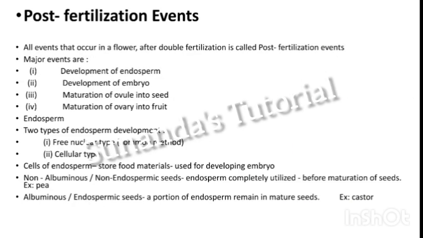These are some post-fertilization events. Development of the embryo: male gamete and female gamete fuse to form the zygote. The zygote develops to form the embryo. Then from the ovule, the seed is formed, and the whole ovary is converted into a fruit. These are the developments and events that occur after fertilization.